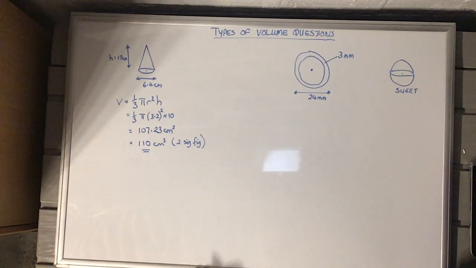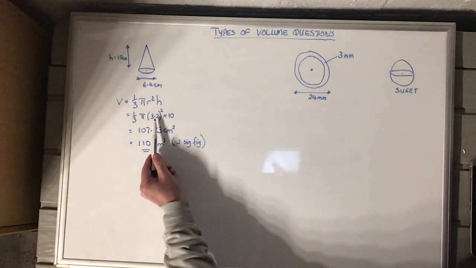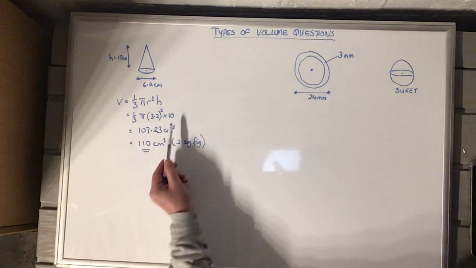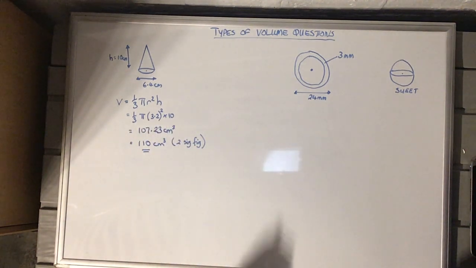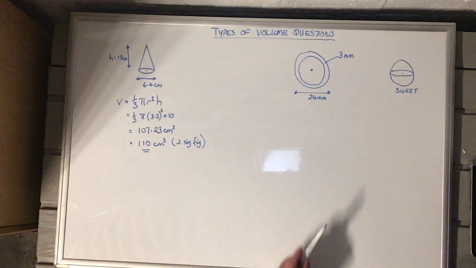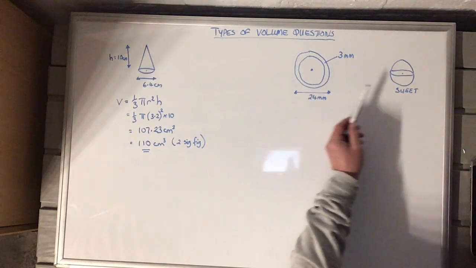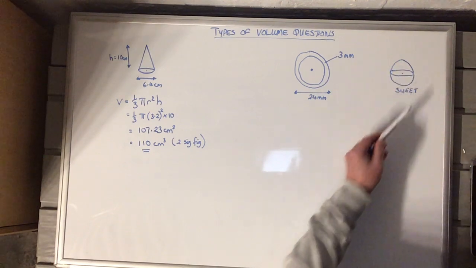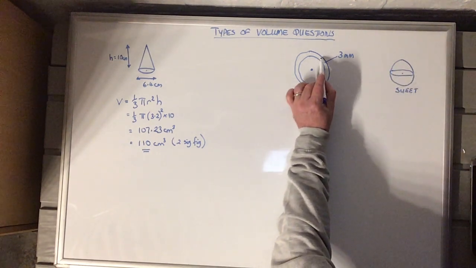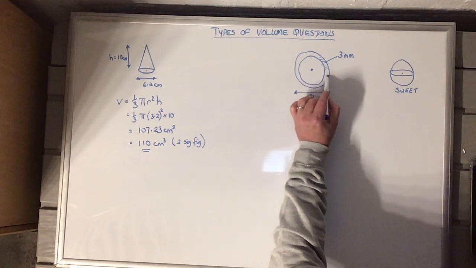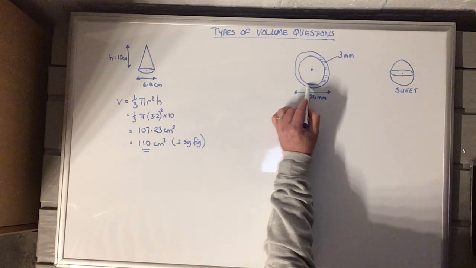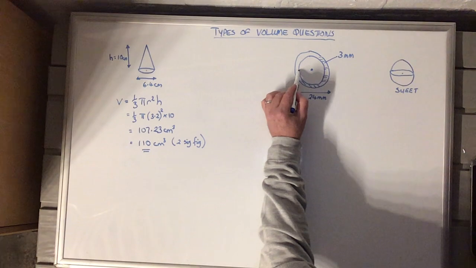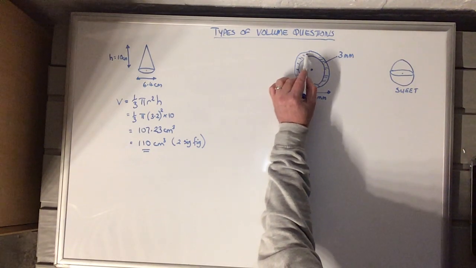Normally worth about 3 marks for that: 1 to work out the radius, 1 to plug into the formula, and 1 for your final answer to 2 significant figures. Very, very basic. Let's look at this one over on the right hand side. This diagram here represents a sweet, which is a sphere, and the outside of it is covered in chocolate to a depth of 3 millimetres, and the question says calculate the volume of the chocolate used for this sweet.